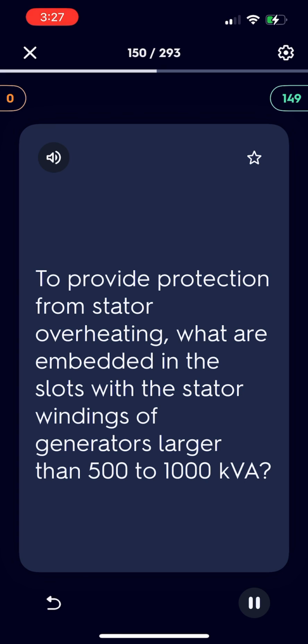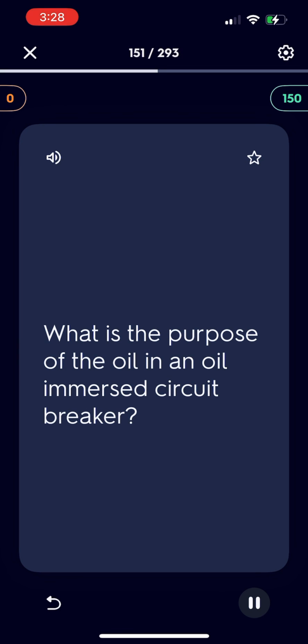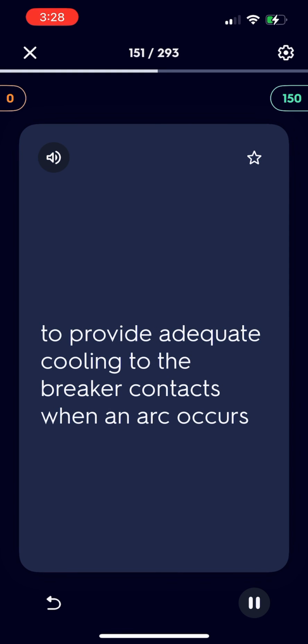To provide protection from stator overheating, what are embedded in the slots with the stator windings of generators larger than 500 to 1000 kVA? Resistance temperature detector coils. What is the purpose of the oil in an oil-immersed circuit breaker? To provide adequate cooling to the breaker contacts when an arc occurs.